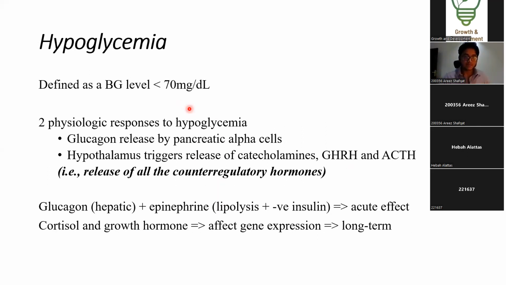Okay, this is the second last slide of the second lecture. Hypoglycemia. Hypoglycemia is defined as a blood glucose level less than 70. There's two physiologic responses, as it should make sense to you. Glucagon release, obviously. Second, the hypothalamus triggers release of catecholamines, epinephrine, norepinephrine, growth hormone releasing hormone, and ACTH. ACTH stimulates cortisol release. Growth hormone releasing hormone stimulates growth hormone release. All of these are the counter-regulatory hormones. So hypoglycemia causes glucagon release, epinephrine, cortisol, and growth hormone.